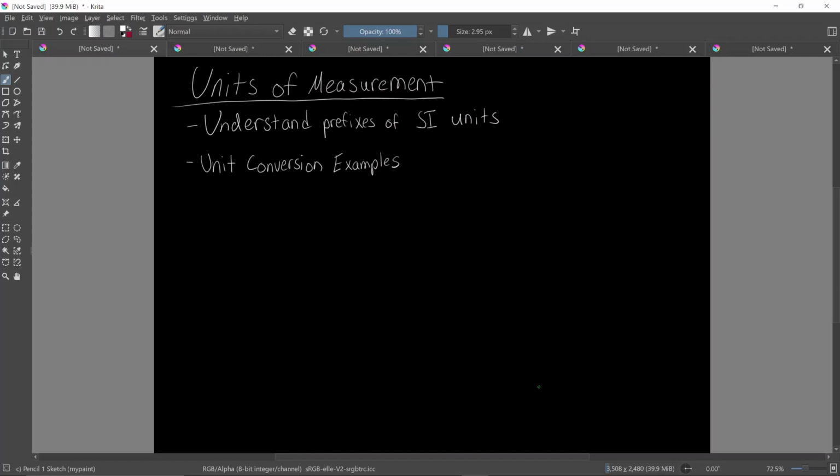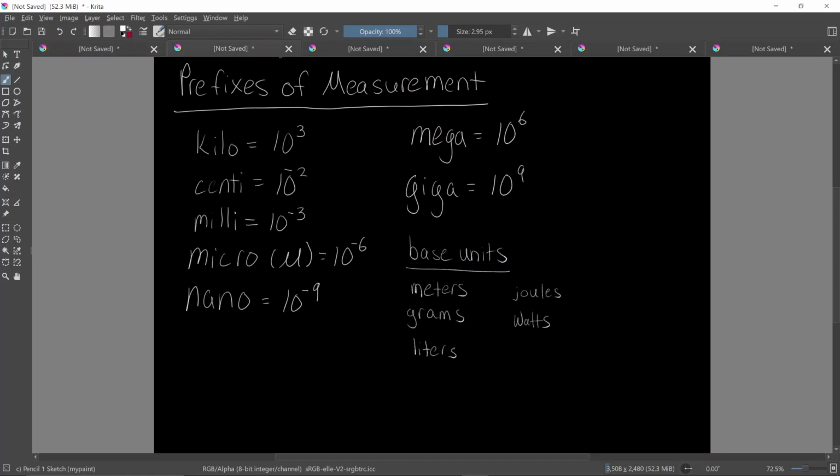Hello everybody. Today we'll be going over units of measurement and we're going to mainly focus on the prefixes of SI units, and then we're going to do a couple examples where we convert from between one unit and another. So starting off, let's look at the prefixes.